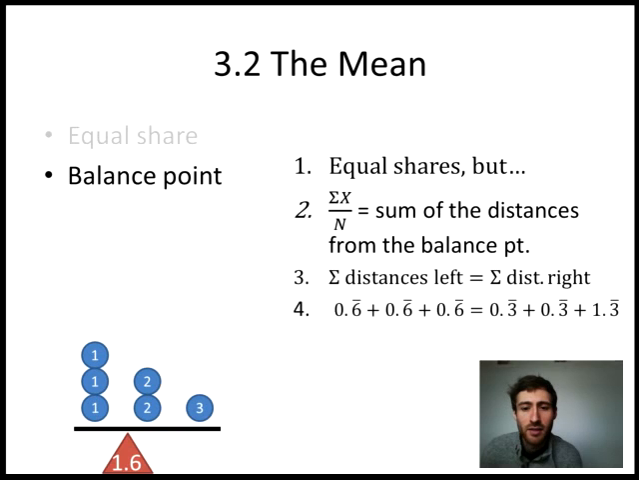Now you can see that the distances on the left are 2/3, 2/3, 2/3. 3 times 2/3 is the distances on the left here, and then on the right you have 2 distances of 1/3 and 1 distance of 1 1/3. If you sum all of those on either side, you get a total distance of 3 on either side.